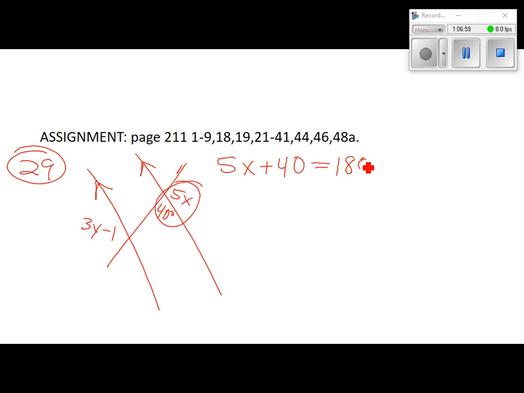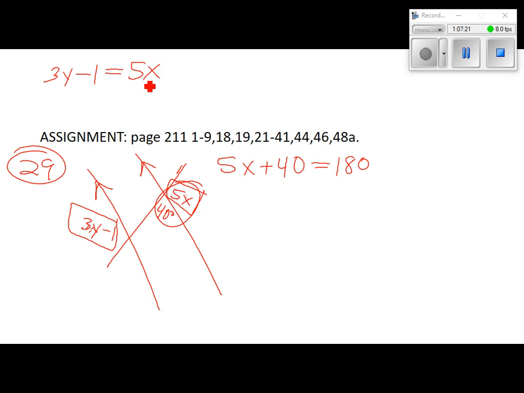What do you know about this angle and the 5x angle? What kind of angles are they to each other? Alternate exterior. So they have to be congruent, right? So 3y minus 1 should equal 5x. What's the bad thing with this equation? There's 2 variables.